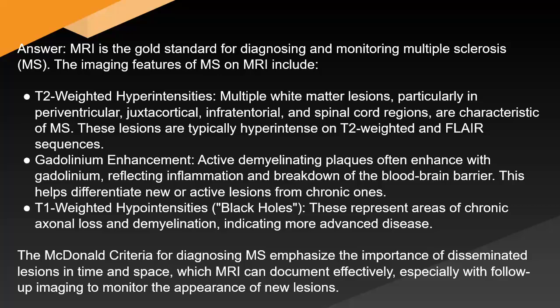These lesions are typically hyperintense on T2 and FLAIR sequences. Gadolinium enhancement: active demyelinating plaques often enhance with gadolinium, reflecting inflammation and breakdown of the blood-brain barrier. This helps differentiate new or active lesions from chronic ones. T1 hypointensities, black holes: these represent areas of chronic axonal loss and demyelination, indicating more advanced disease. The McDonald criteria for diagnosing MS emphasize the importance of lesions disseminated in time and space, which MRI can document effectively, especially with follow-up imaging to monitor the appearance of new lesions.